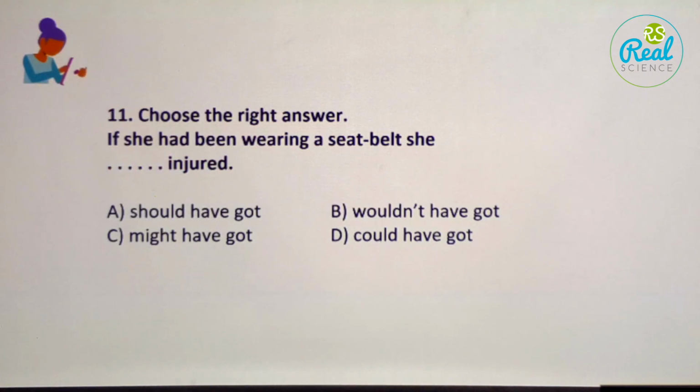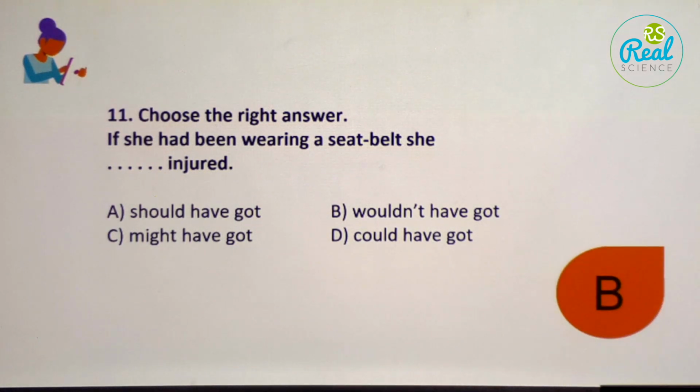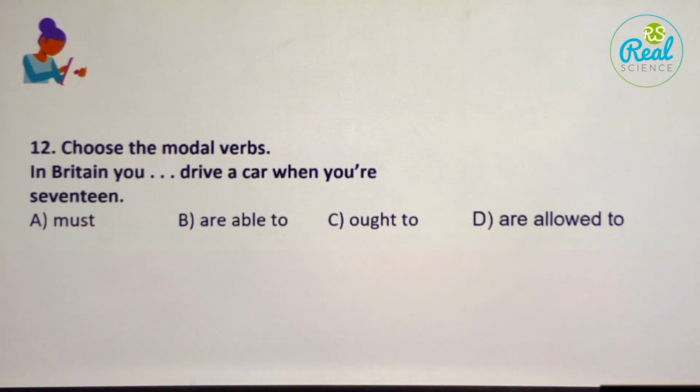No. Okay, number 11. If she had been wearing a seatbelt, she wouldn't have got. B. Yes, B, wouldn't have got. 12. In Britain, you can drive a car when you are 17. D.